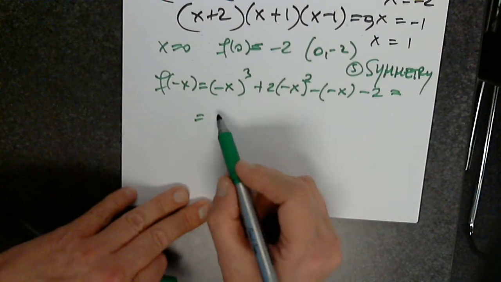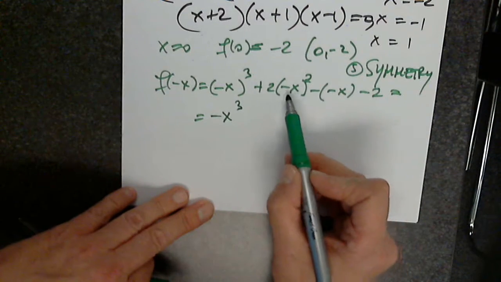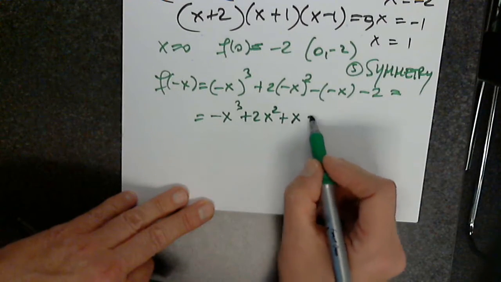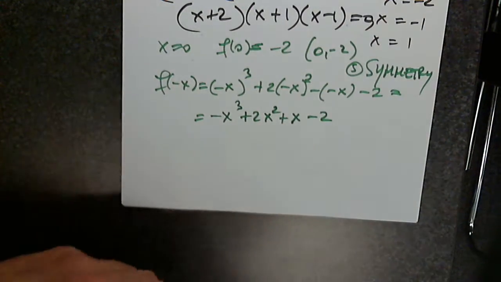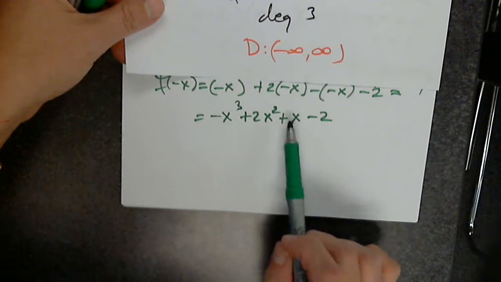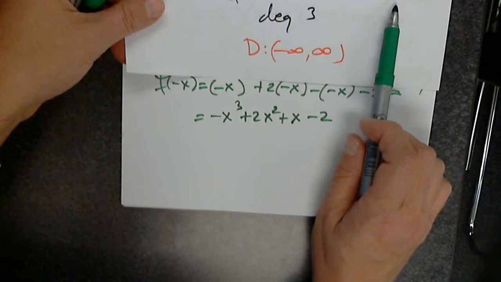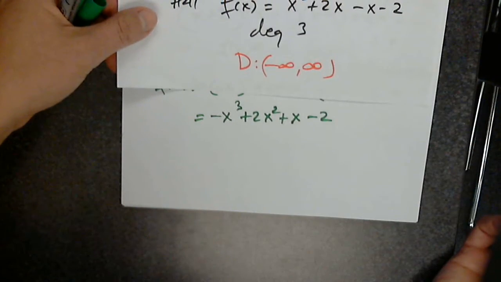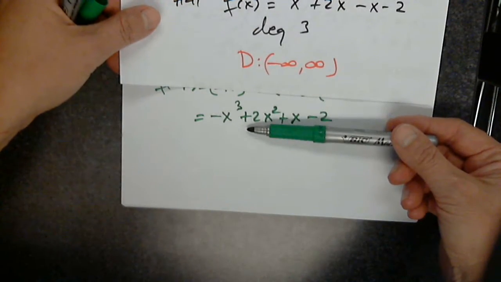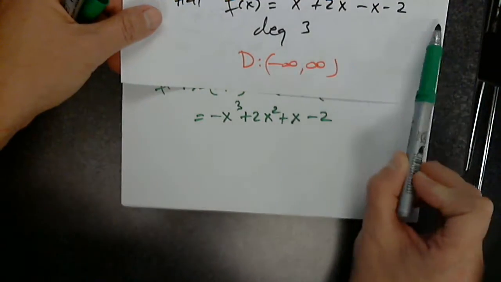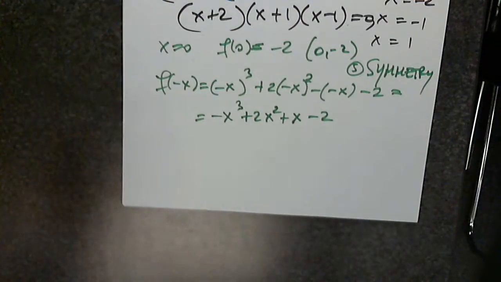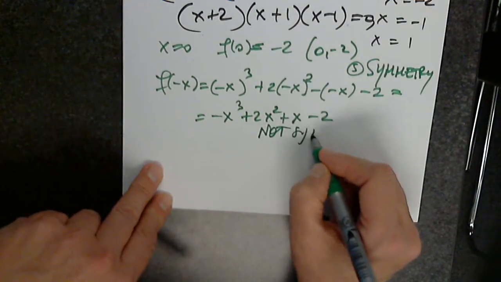So (-x) to the third is -x to the third. But (-x) squared is x squared, so this does not change, and this changes, and this doesn't. So here's the original function. Three signs change, but not the last one. So obviously the function cannot be symmetric in any way, right? Because these two are not the same, so I already know it's not even. And all these signs have to change for the function to be odd. So now I know it's not symmetric.